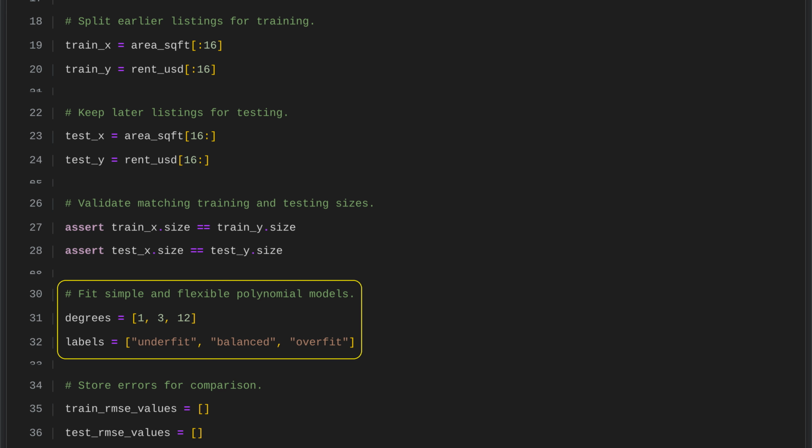We compare polynomial models with degrees 1, 3, and 12 to represent increasing complexity. These are labeled as underfit, balanced, and overfit, showing the difference between a model that is too simple, one that fits appropriately, and one that is too complex.